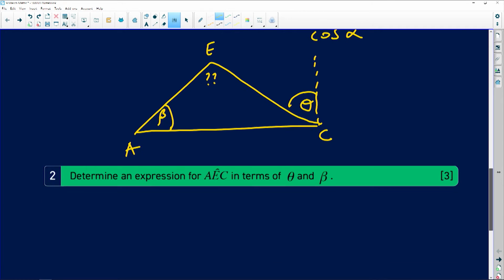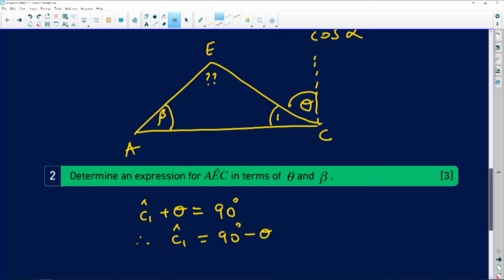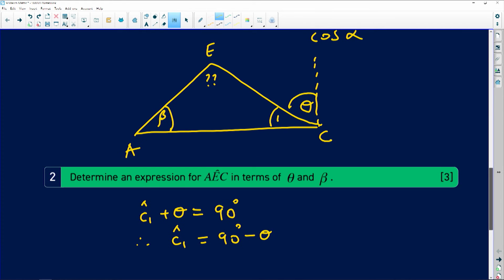So when I simplify this, I'm going to say, okay, fine. According to what we are sitting with here, we can find angle C1. I'll name this one angle C1. Angle C1 plus theta must give us 90 degrees, and therefore we can conclude that angle C1 is simply 90 degrees minus theta. Now, once I'm done with that, I'm going to try and find the value of the angle that the examiner is asking us to find, which is that angle at the top, angle AEC.